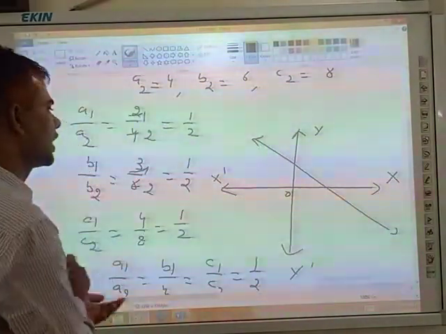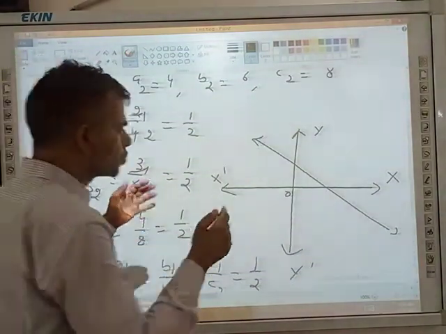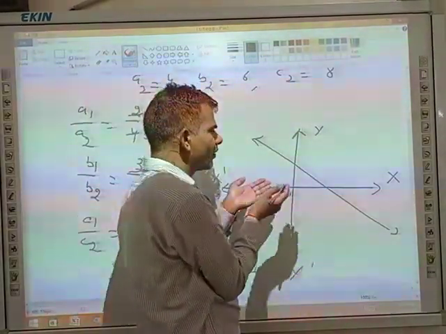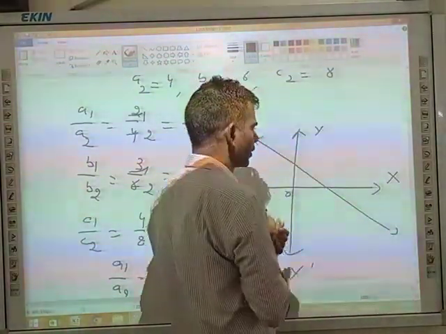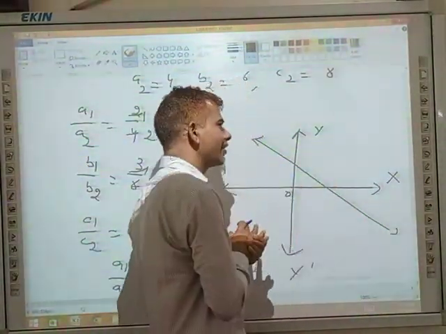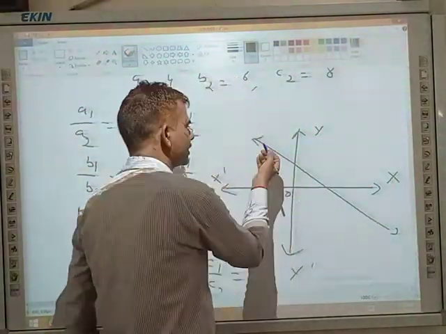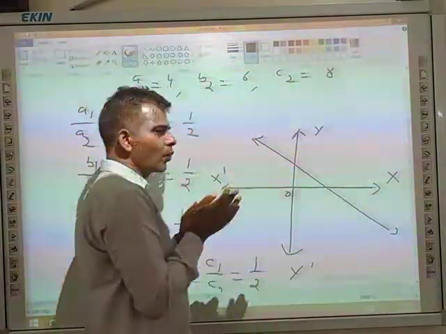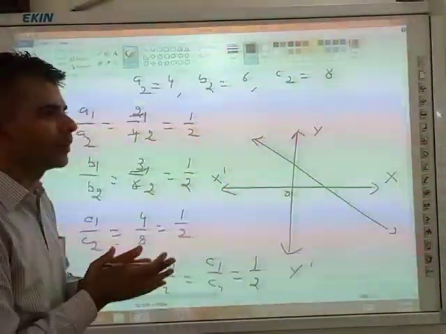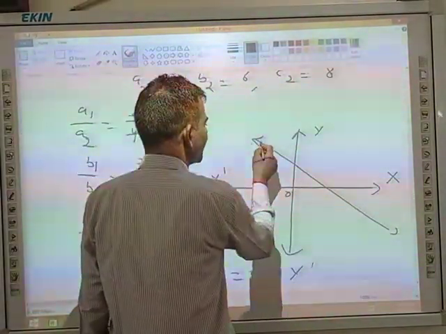And now draw the graph of 4x plus 6y plus 8. Student, the graph will be exactly like this graph. That will be your coincident lines. Student, at the point where two lines meet, that will be your solution.